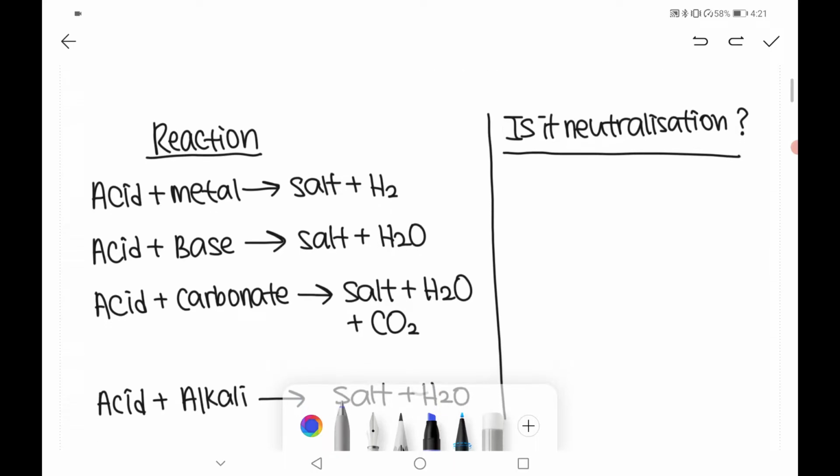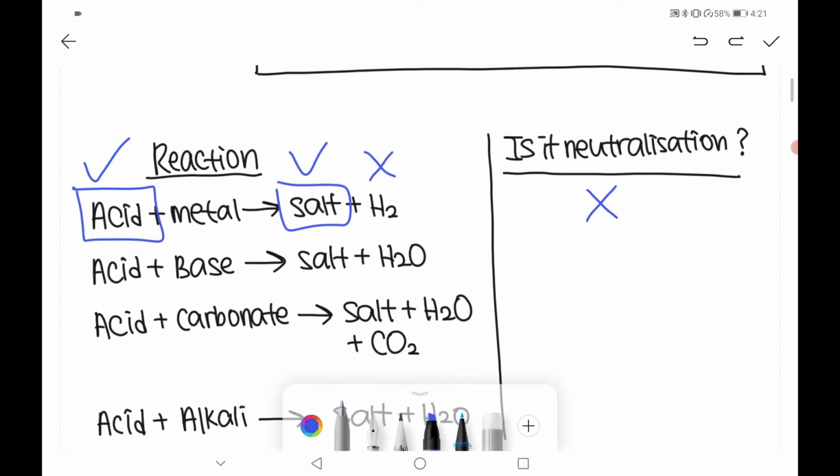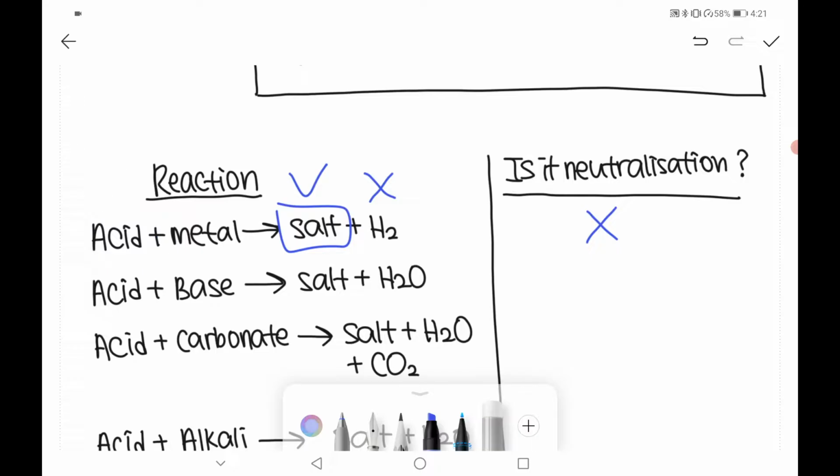Okay, let me show you. So the first reaction, do you have acid? Yes. So the final product, you must have salt and water. Do you have water here? Don't have. So you only have salt, you don't have water. So this is not a neutralization. Neutralization, the final product must be salt and water only. So that's why from here I know already the first reaction is not a neutralization reaction.